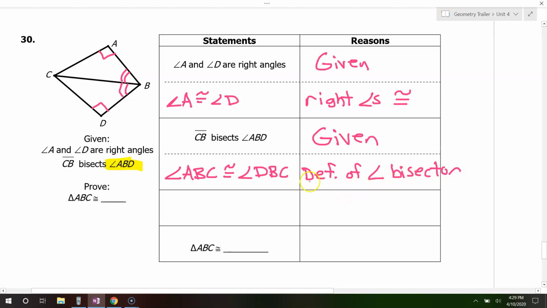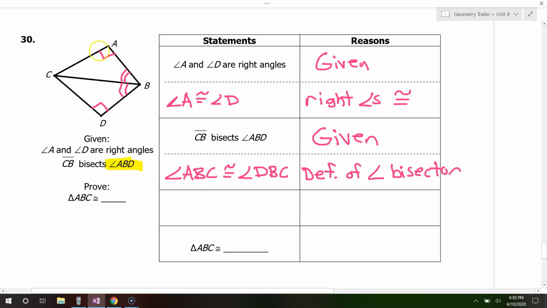Sometimes students get confused and put definition of midpoint for some reason. But just look at the previous statement for a big old hint. If the previous statement says bisect, it's probably going to be a definition of bisector for the reason. If the previous statement said midpoint, then it would probably be definition of midpoint. All right.